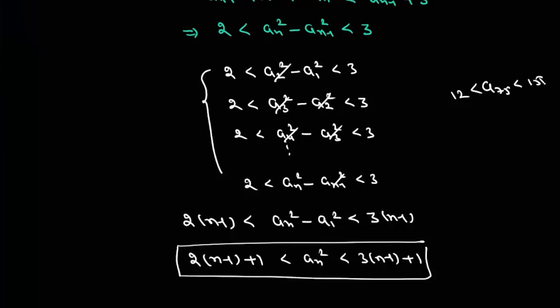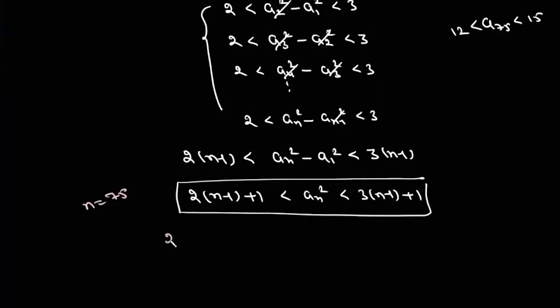So what we'll do is we'll put the value of n as 75. So we'll put n equals 75. So this is 2 and this is 74 plus 1 will be less than A75 square and will be less than 3 into 74 plus 1.